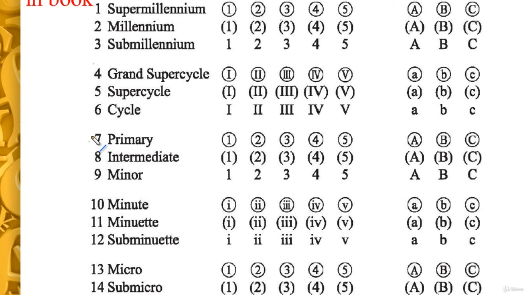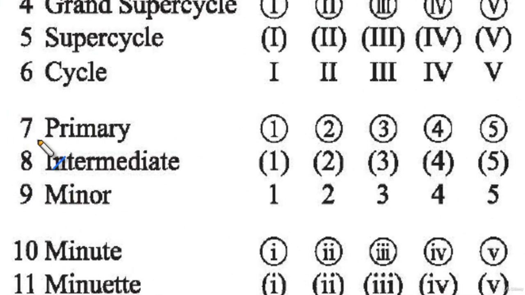For example, let's see this class. For the primary degree trend, the wave labels are written as numbers 1, 2, 3, 4, 5 in circles. The next smaller degree than primary degree is called intermediate degree. The wave labels for intermediate degree of trend are mentioned with the brackets in them. The next smaller degree is called minor degree. The wave labels are mentioned as naked numbers.